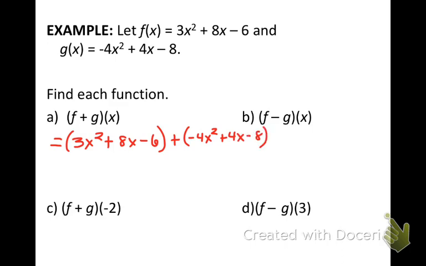Well, you just did this. So what am I going to get? What's my x squared term going to be? Negative 1. So negative 1x squared. My linear term is 12x. And my constant, negative 14. Good.